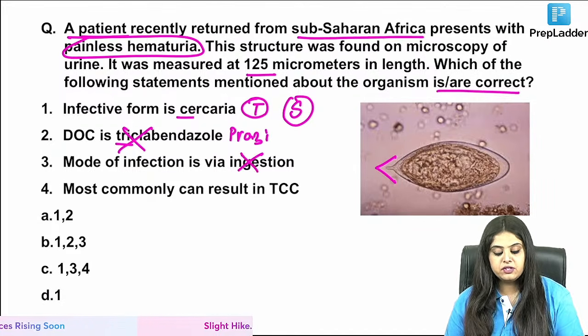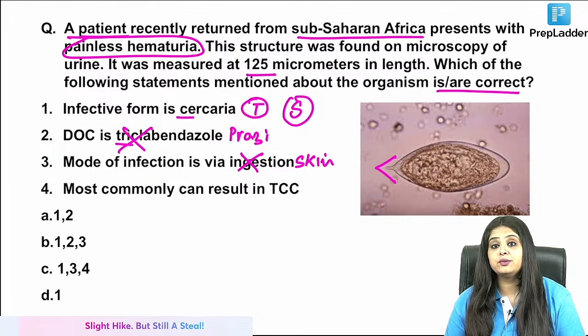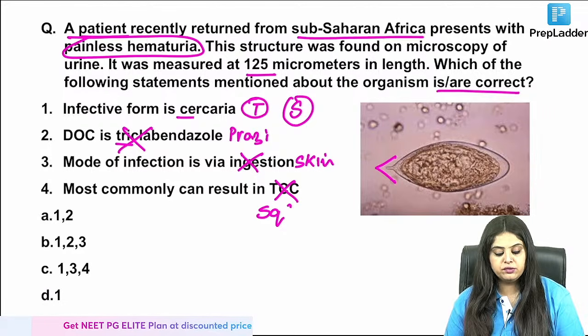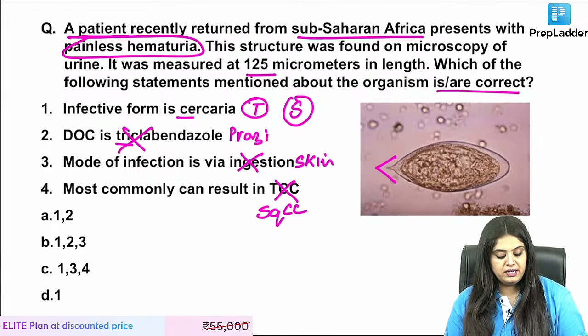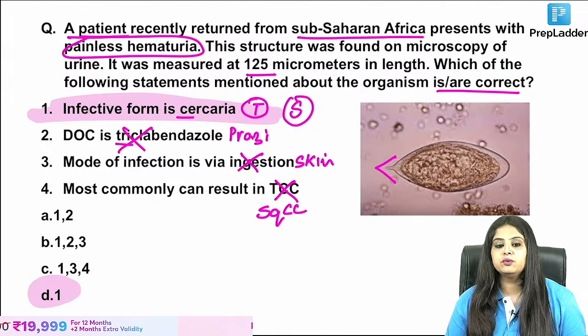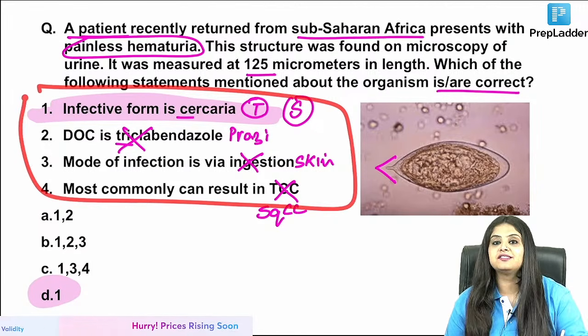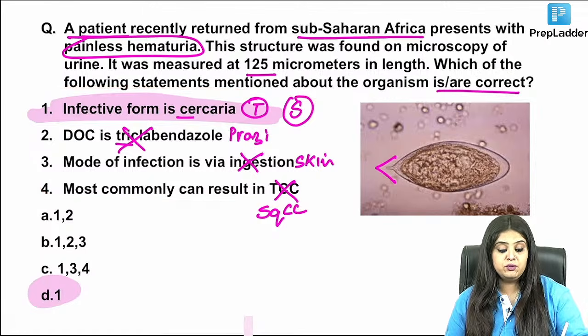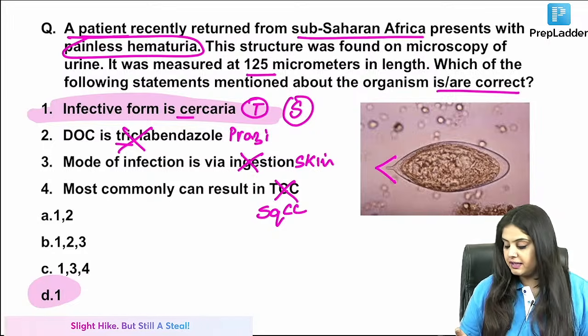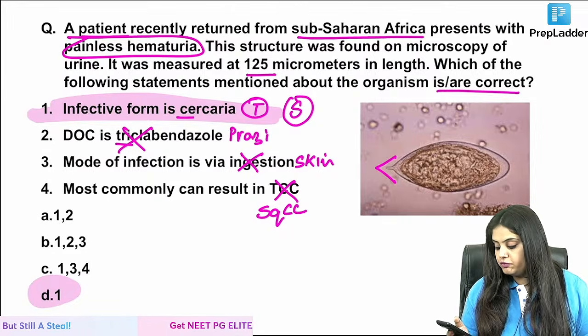Is the mode of infection the injection? No, the S of Schistosoma means skin. Most commonly causes TCC? No, again, most commonly causes SCC. So the only correct statement that I have is the first one. This was just a way to confuse you. They could have given me a single best answer also, with 4 options, but they gave you a multiple-level layering question so that you get confused and mess up in the exam. Is that okay with everyone? Can I move forward? Yes.